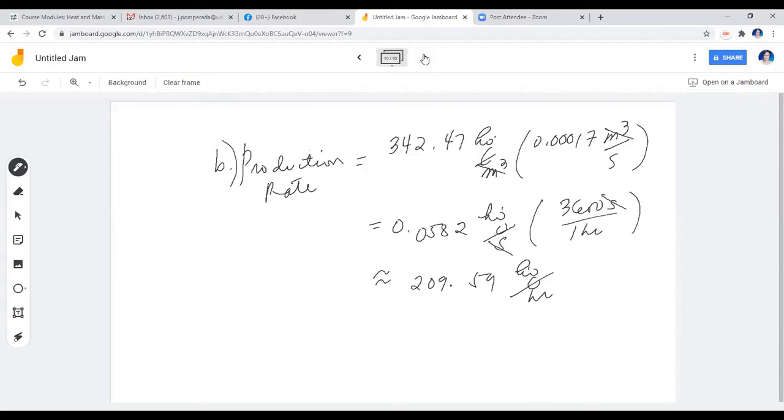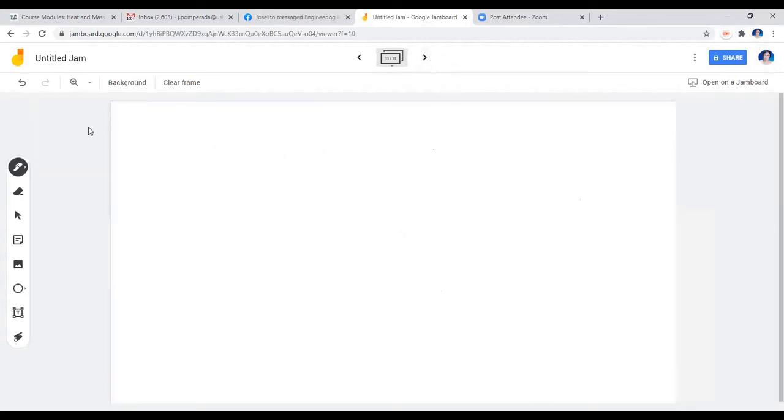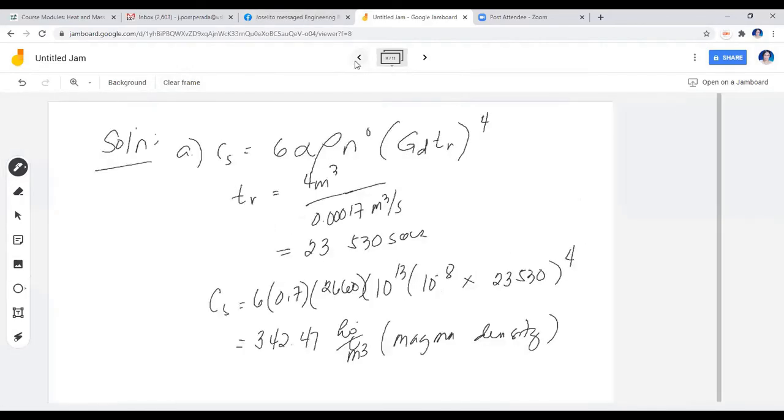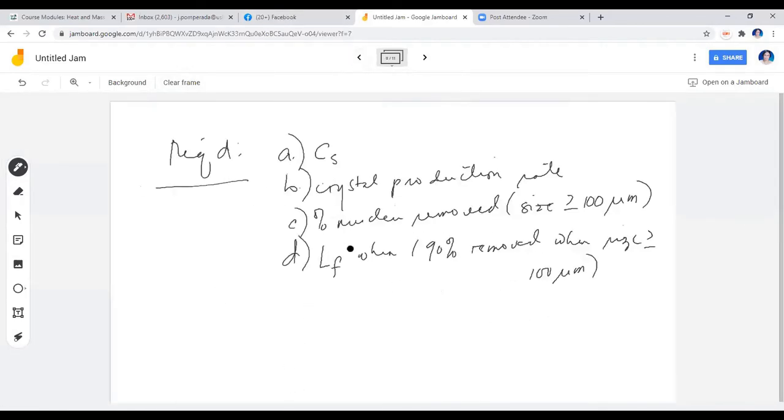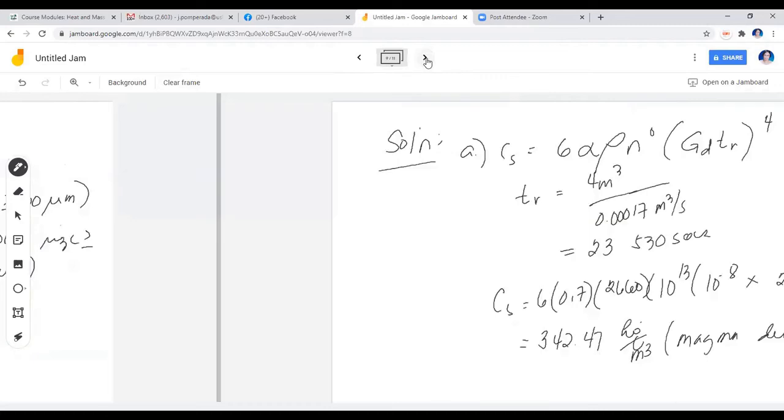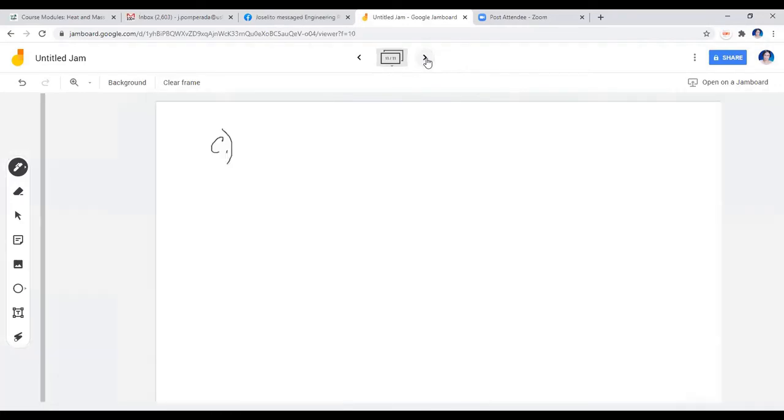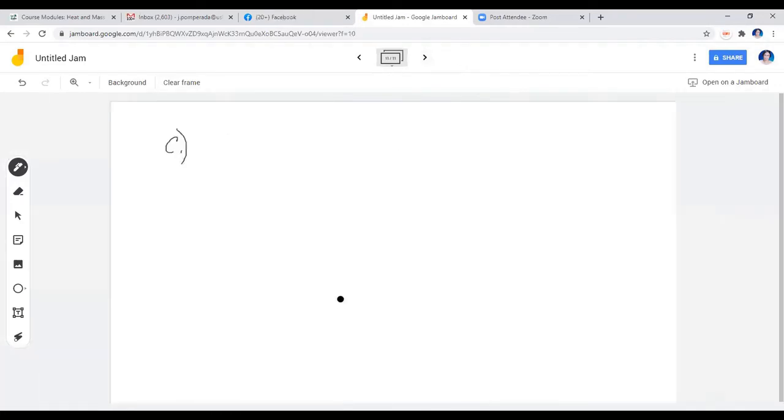Now we go to letter C. If we get disconnected, just use the same link. In letter C, you are asked to determine, let's go back to what is being asked here, the percent of nuclei removed by the time they have reached 100 micrometers. So let's go back to the formula that so far we can only use in the case of MSMPR.